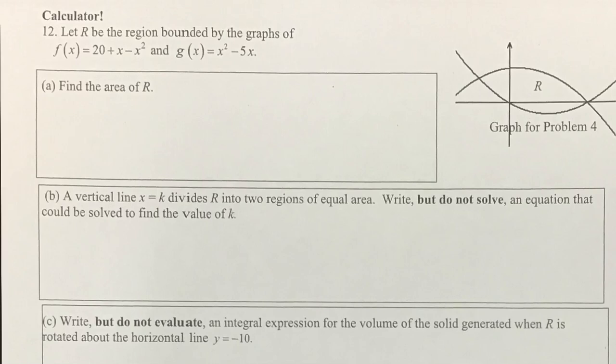Okay, in this video we're doing the third page of the Unit 8 review about volume and finding the area between curves using integrals and such. So here on question 12, we have the graph of 20 plus x minus x squared, which is probably this one, a negative quadratic. So we're going to call this one the F graph. So this is f of x. And then g is x squared minus 5x, which is probably the one below in this case.